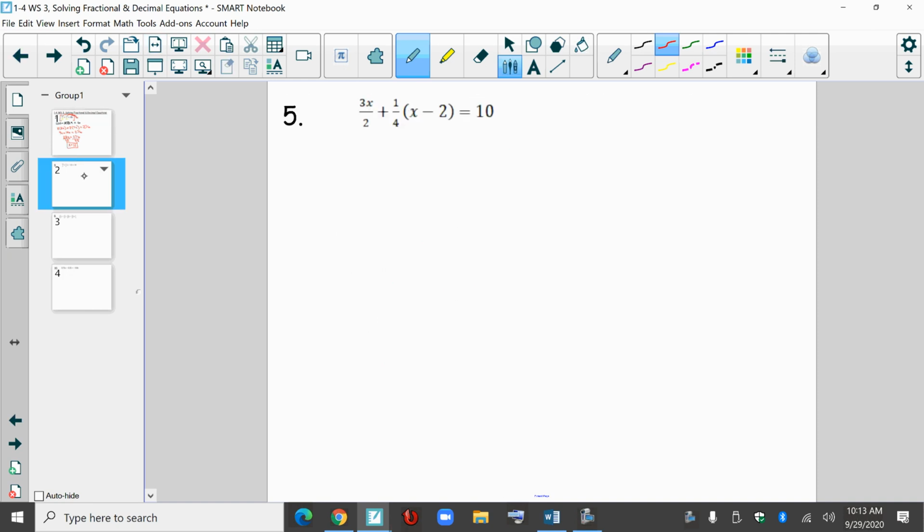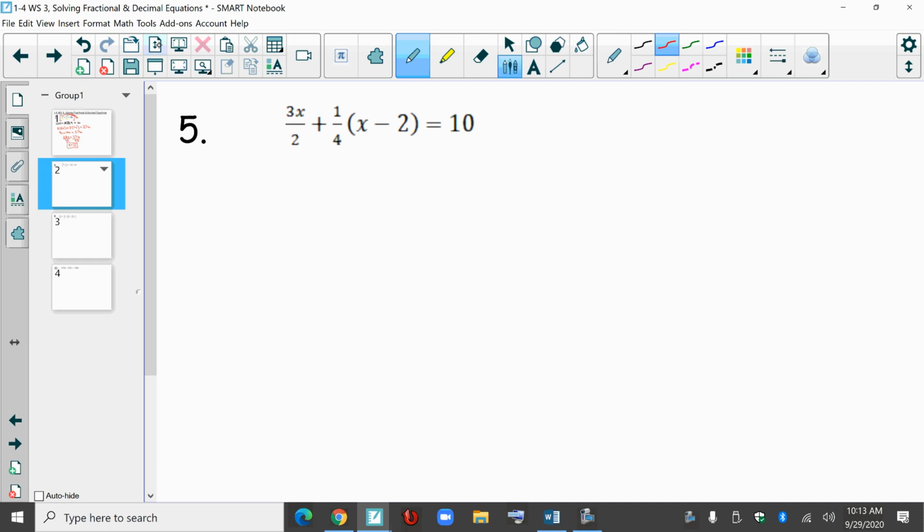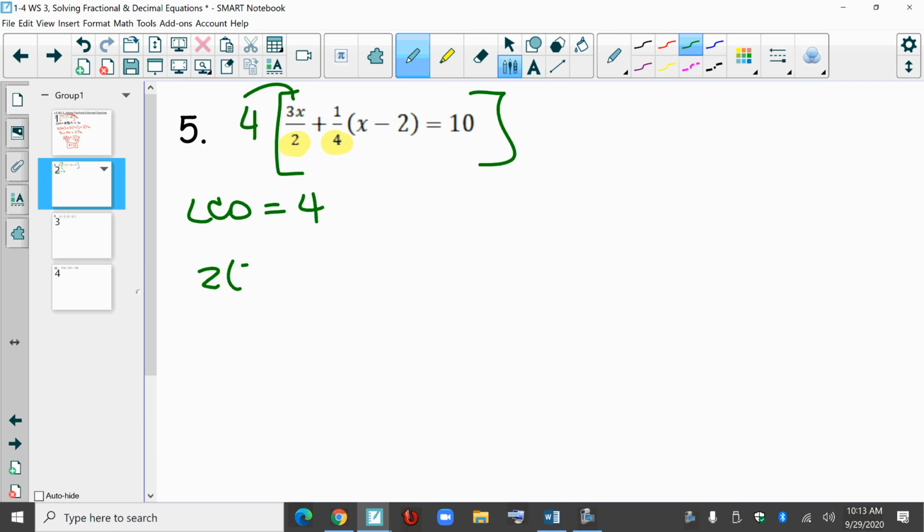Number 5. Same procedure. Highlighting the denominators. The fractions are on the outside of the parentheses, so we're going to go ahead and find our LCD between those two numbers there. My LCD between 2 and 4 is 4, so I'm going to multiply each and every term by 4. 4 divided by 2 is 2, drop down the numerator. 4 divided by 4 is 1, drop down the numerator.